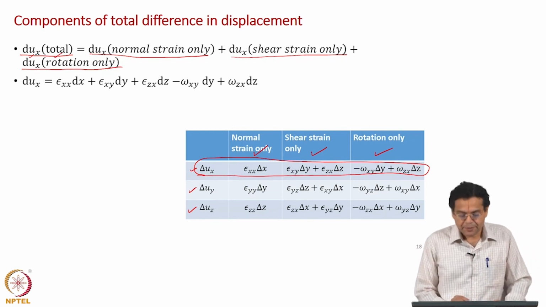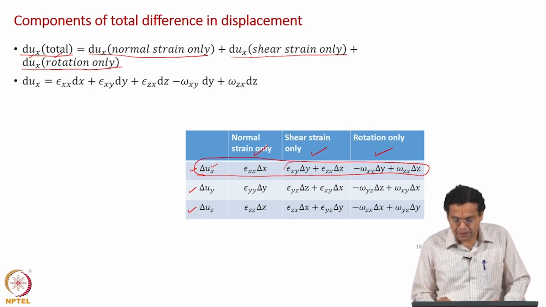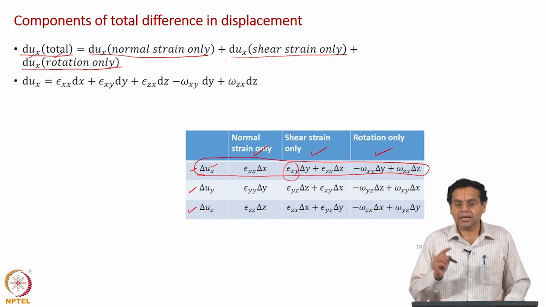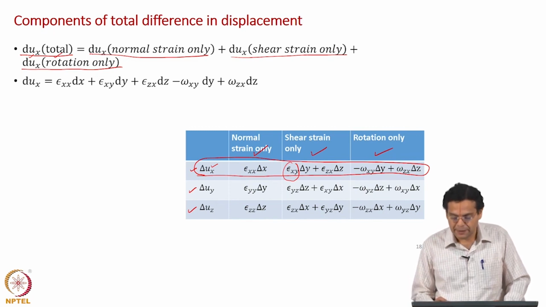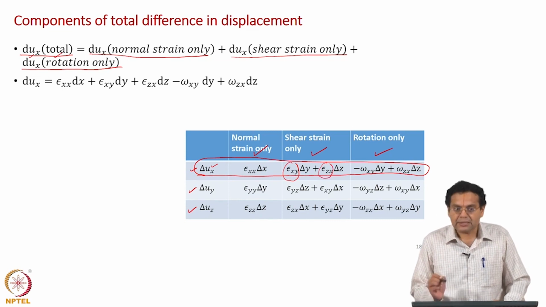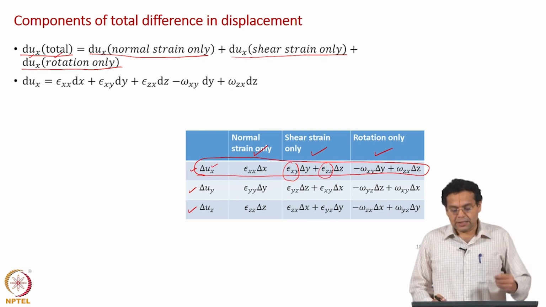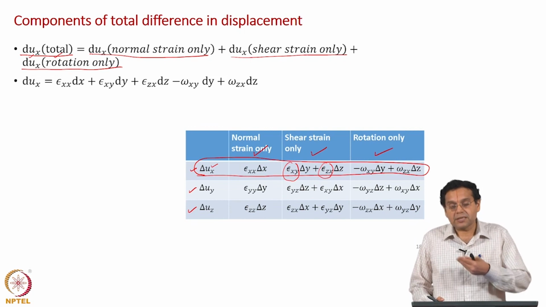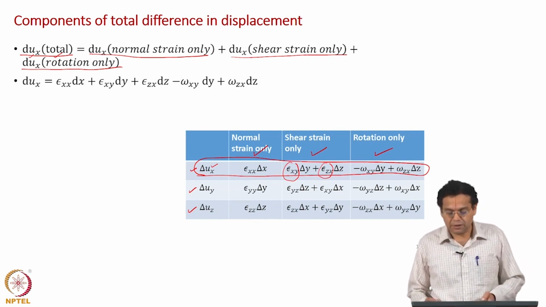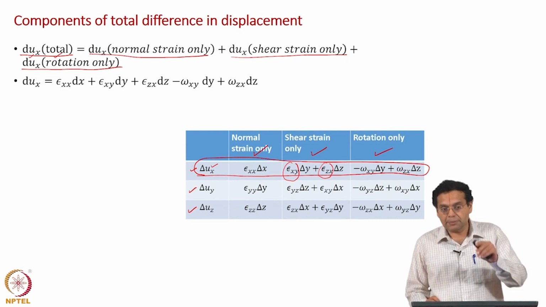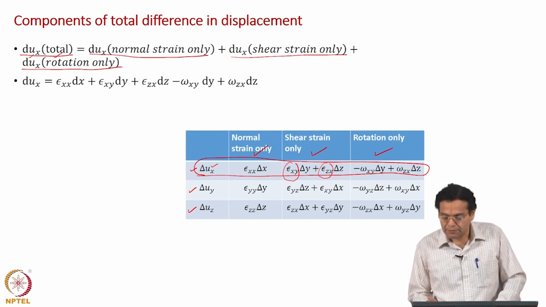Just want to mention, if you take x direction, let us say for shear strain, it has contribution from epsilon xy, shear strain epsilon xy is gamma xy by 2, comes from shear strain in xy plane. It also has contribution from shear strain in zx plane. Okay. So, if you observe these two terms, difference in x displacement because of shear strain has further two components, one from shear strain in xy plane, one from shear strain in zx plane. Okay. Similarly, for rotation, the difference in displacement x direction has two components, one coming from rotation in xy plane, other coming from rotation in zx plane.